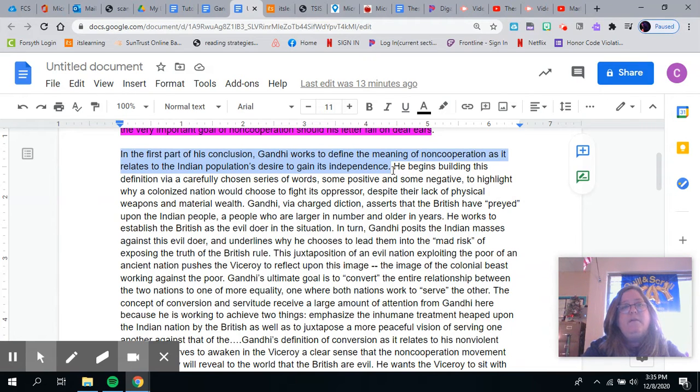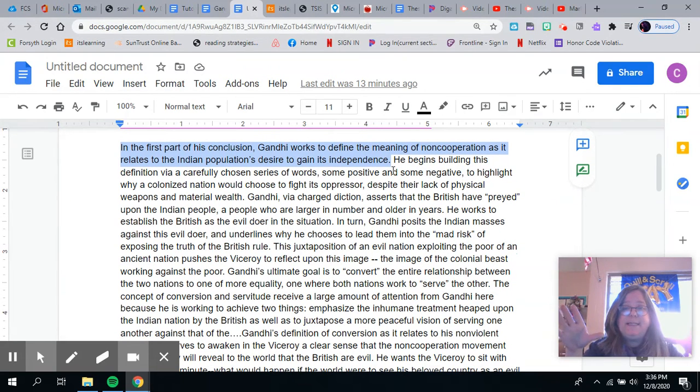Okay. So here I've decided that that first section is all about defining non-cooperation and explaining why it has become his ultimate choice of reaction to the British colonialism. So here's my big topic sentence. I'm not introducing evidence yet. "In the first part of his conclusion, Gandhi works to define the meaning of non-cooperation as it relates to the Indian population's desire to gain its independence." So, there, that's just something that's going to ground me.